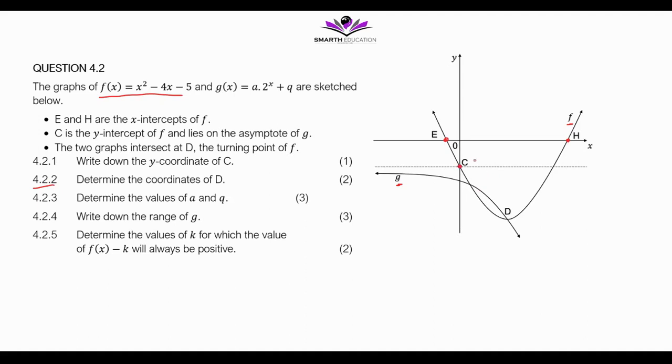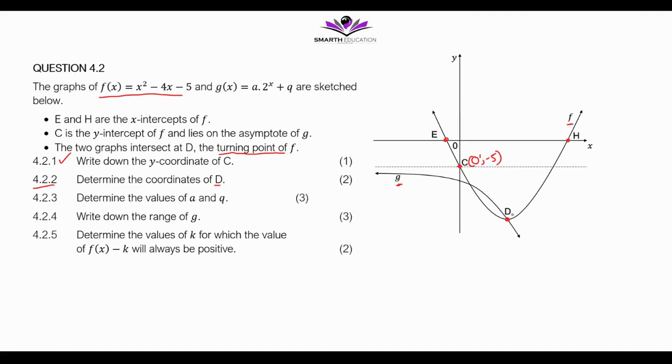And then we managed to find that the coordinates of C are what? (0, -5) in the previous question. In this question, the two graphs intersect at D. So this is the point of intersection, and D is also the turning point of f. The instruction says, determine the coordinates of D.